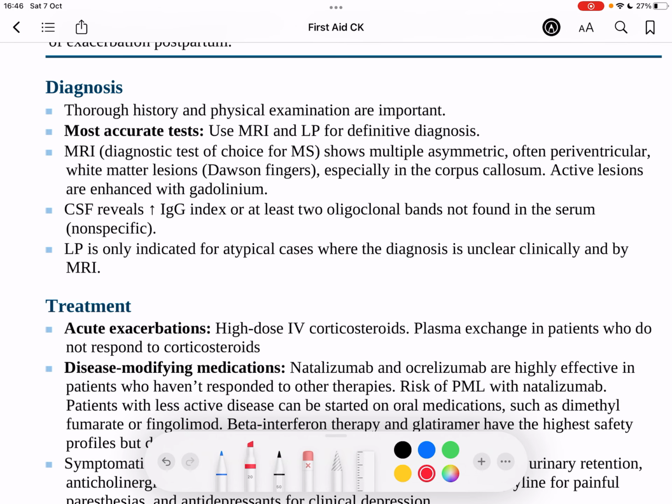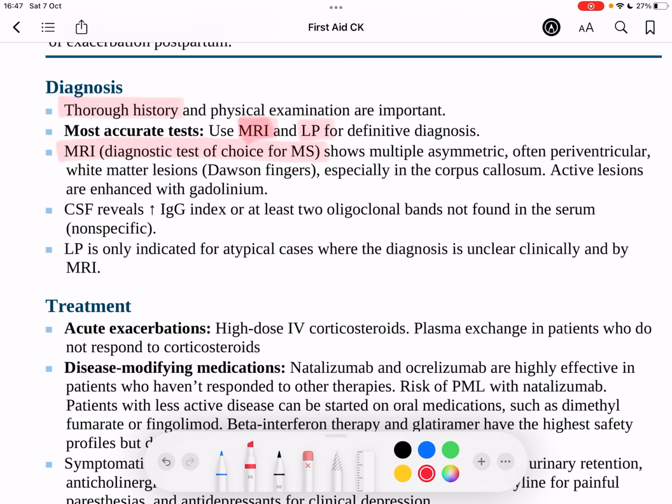Of course, a thorough history is really important. Why is a thorough history really important? Because I need to get the idea that this is relapsing and remitting, most commonly, okay? I need to get the idea that these lesions, these signs, are separated in time. That's why a history is really important. In terms of my two best tests, I'm looking at my MRI and my lumbar puncture, okay? The MRI is the best though. So MRI is the diagnostic test of choice for MS, okay?